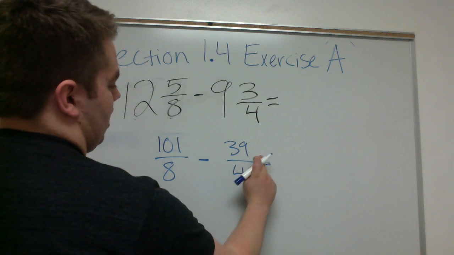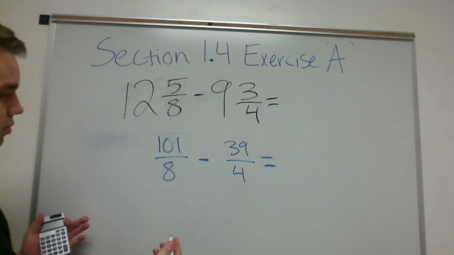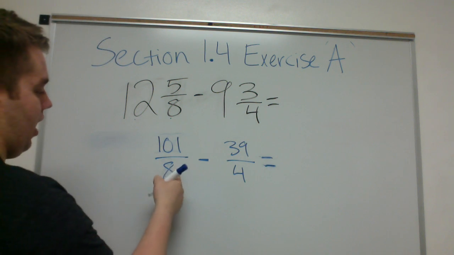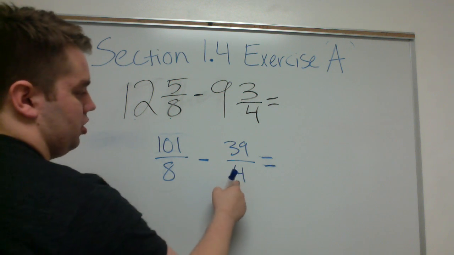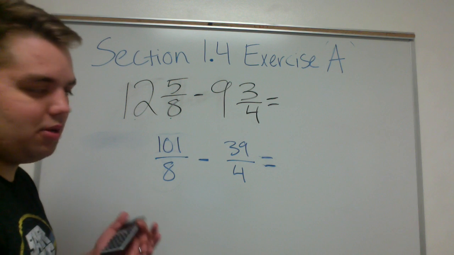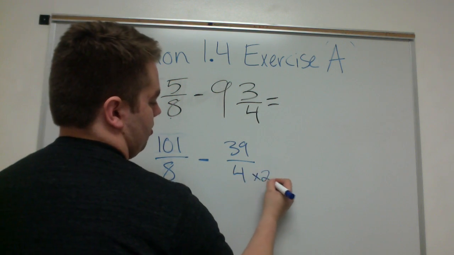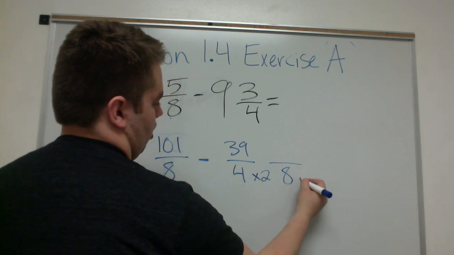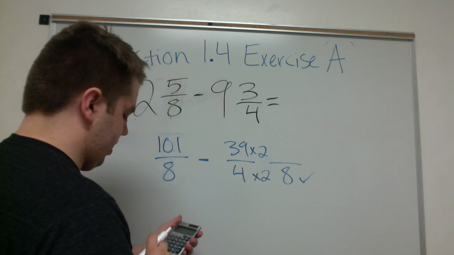Now, if you notice, we have a problem where the two bottom numbers are not the same. This is pretty easy to see because we can already make both numbers 8. This one's just going to stay 8, but this one we multiply by 2. You know what I mean? So let's just do that. Let's multiply by 2 on the bottom, which makes it 8. So we're all happy here. Then multiply by 2 on the top, and I am going to revert back to a calculator.